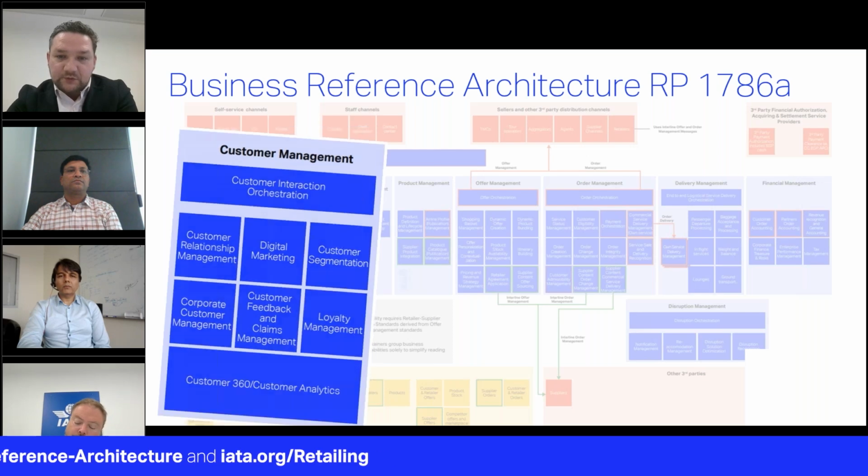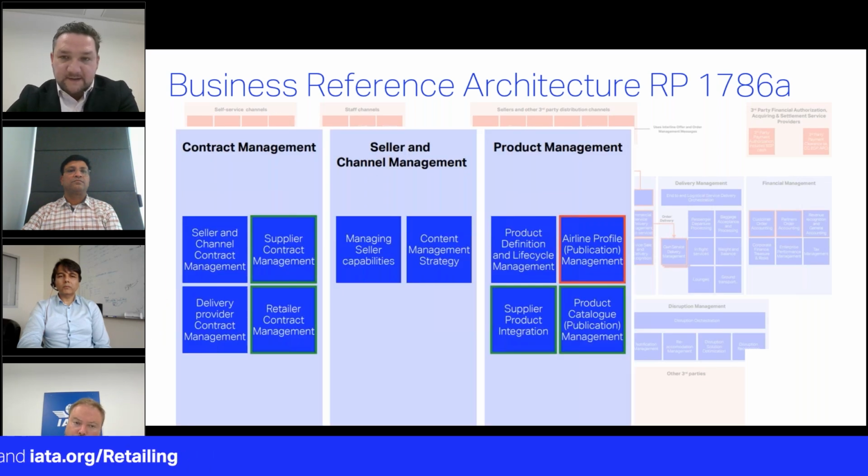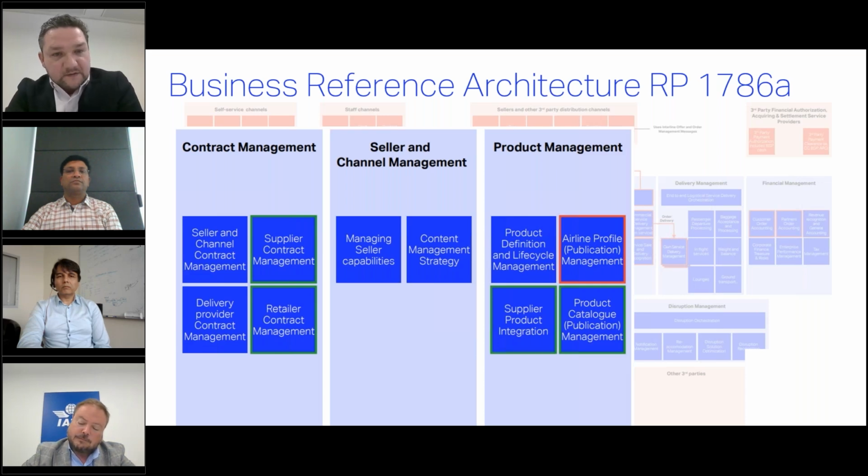Let's move on to the next one, which is 3 groups of capabilities: contract management, seller and channel management, and product management. These capabilities together are intended to enable an airline to manage the content, so products, and the business relationships with all of the parties involved in the distribution and the delivery of that content, right?